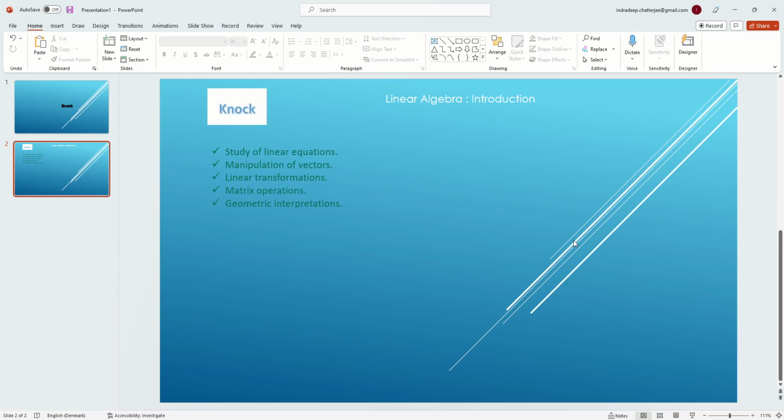Linear algebra is concerned with the study of linear equations and their properties. This includes systems of linear equations, which involve multiple variables and equations that are linear in those variables. The goal of linear algebra is to find solutions to these equations and to understand the properties of those solutions. In the subsequent videos and lessons, we will go into much more detail about linear equations, which is the starting point of linear algebra. The second topic that it deals with is manipulation of vectors.